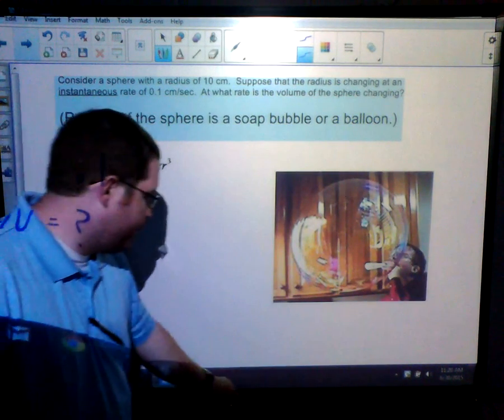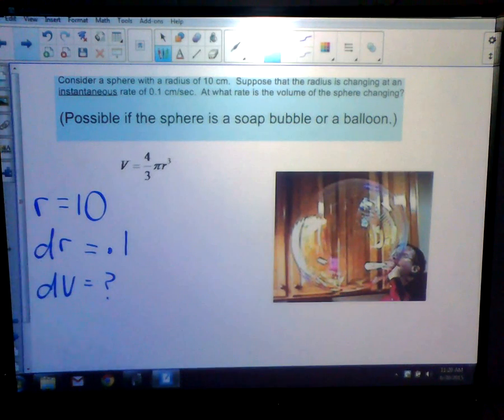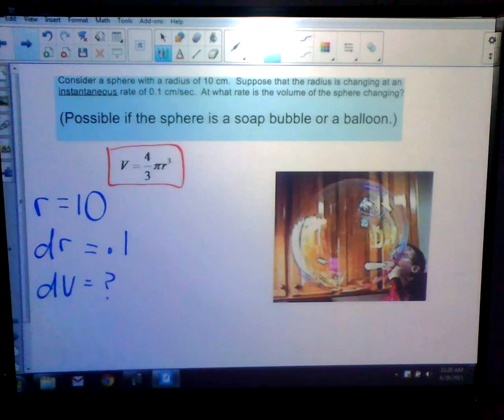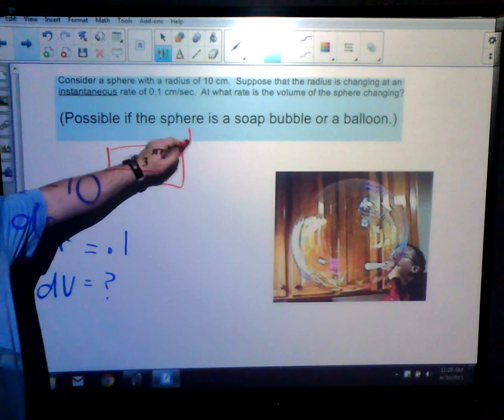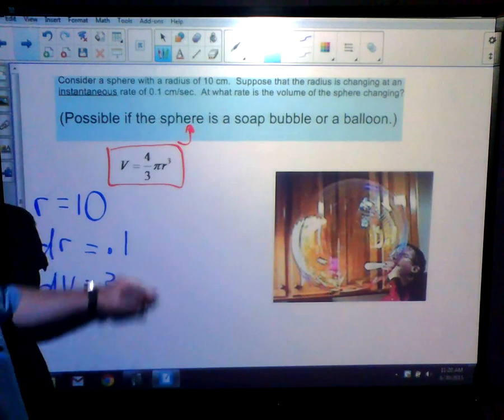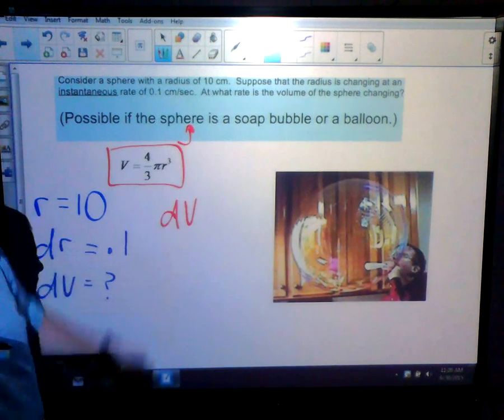So I need some sort of formula that talks about volume and R. Oh look, they gave it to me. They already gave me the formula for the volume of a sphere. It's 4/3 pi r cubed. Let's take the derivative. Remember, all of these things have to have a d something. What's the derivative of V? dV.